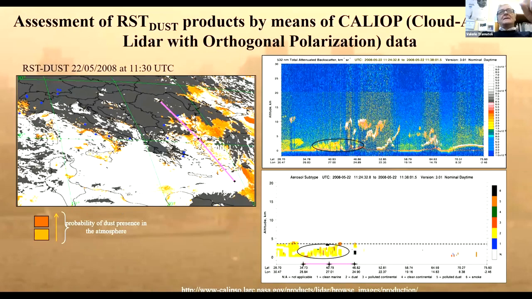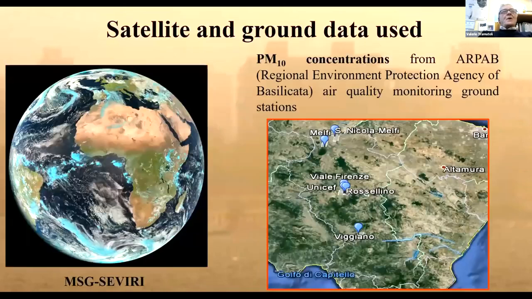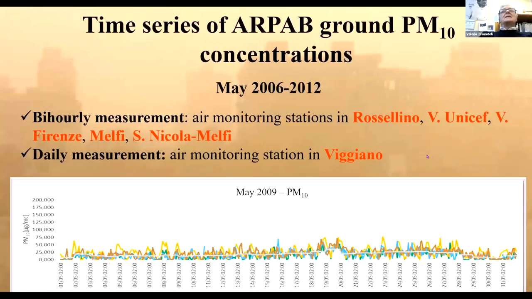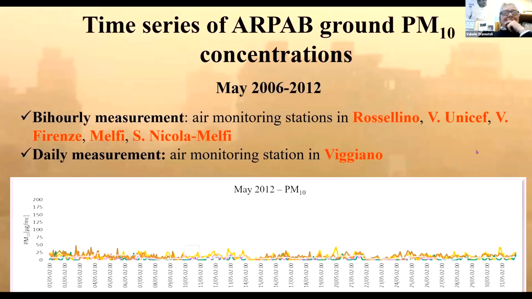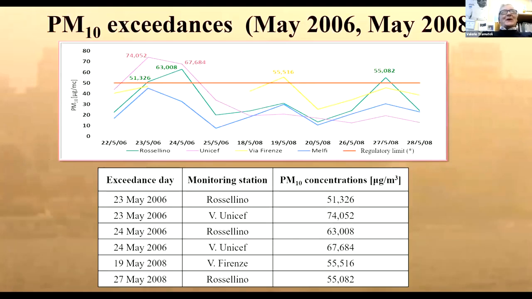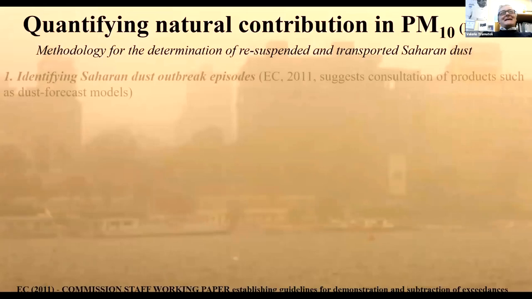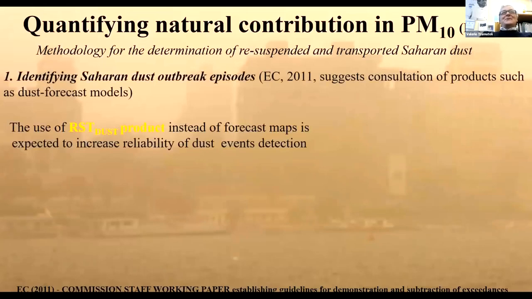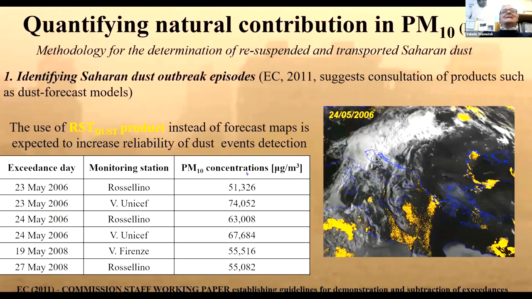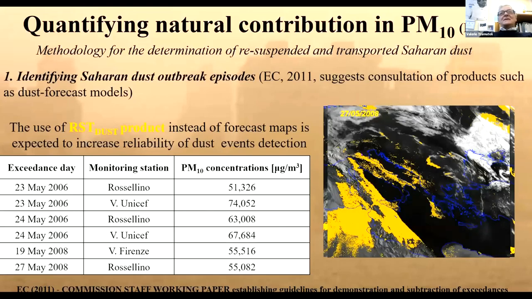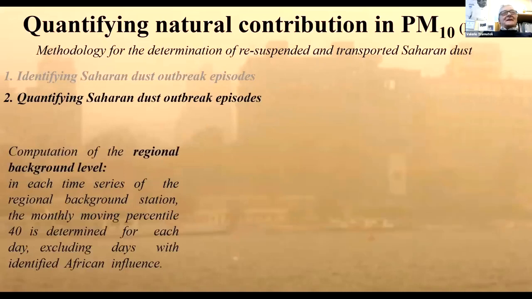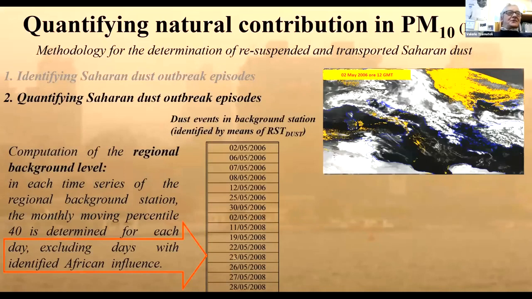This is also the validation with the CALIPSO LiDAR. When we compare this with the observational data at ground, you see the PM10 stations in our region, from our regional agency, the regional representative of ISPRA, if you want. You can see the over threshold days, and you can see that it's possible to put in relation these over threshold ground measurements with the Saharan dust presence over the area in the same days.